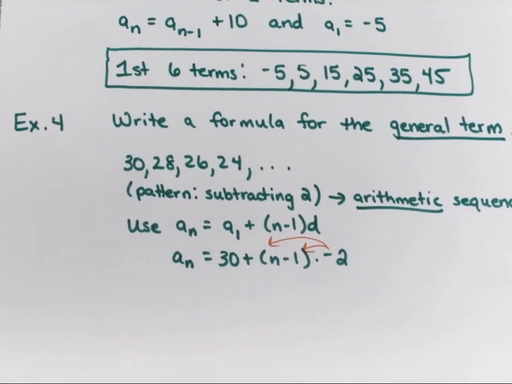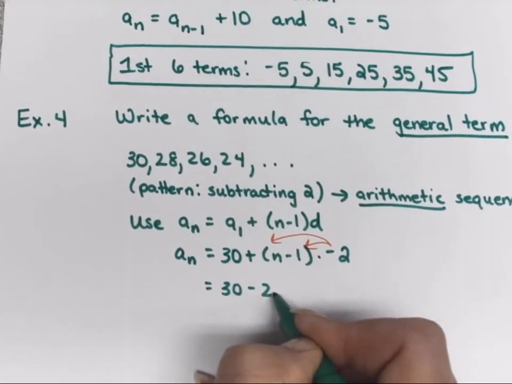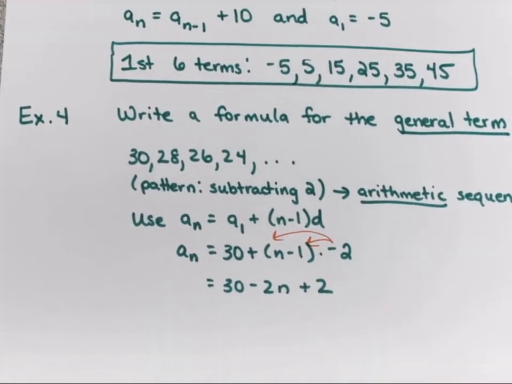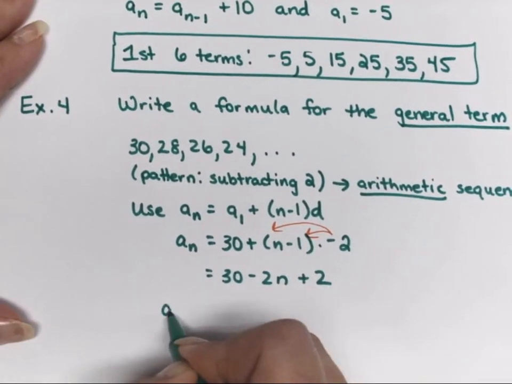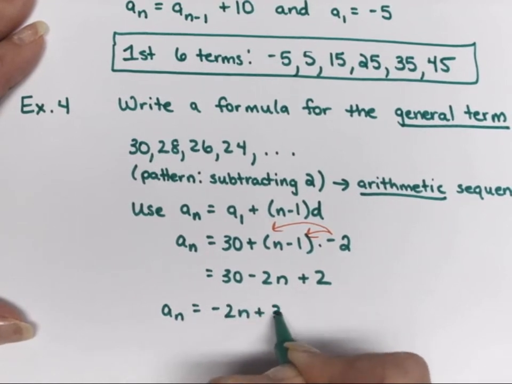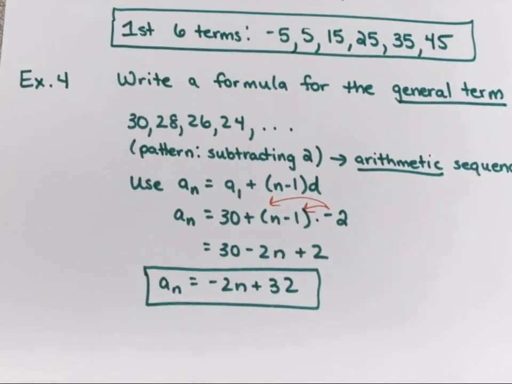Remember that distributive property can work backwards this way too. So this would be 30 minus 2n plus 2. If you distribute that -2, remember -2 times n is -2n. -2 times -1 is plus 2. So then clean it up and you'll get -2n plus 32. Okay. So now if I asked you to find the 200th term, you could do that quickly, right, without having to write a whole list of 200 numbers.